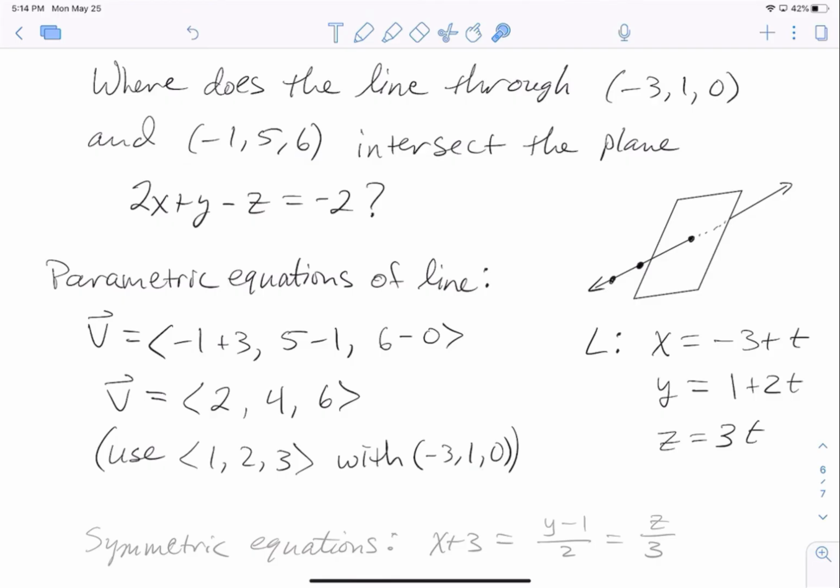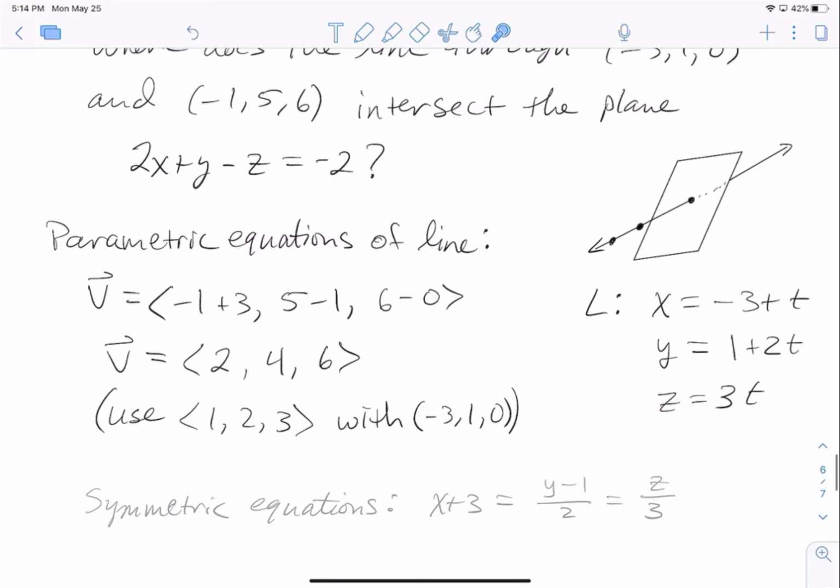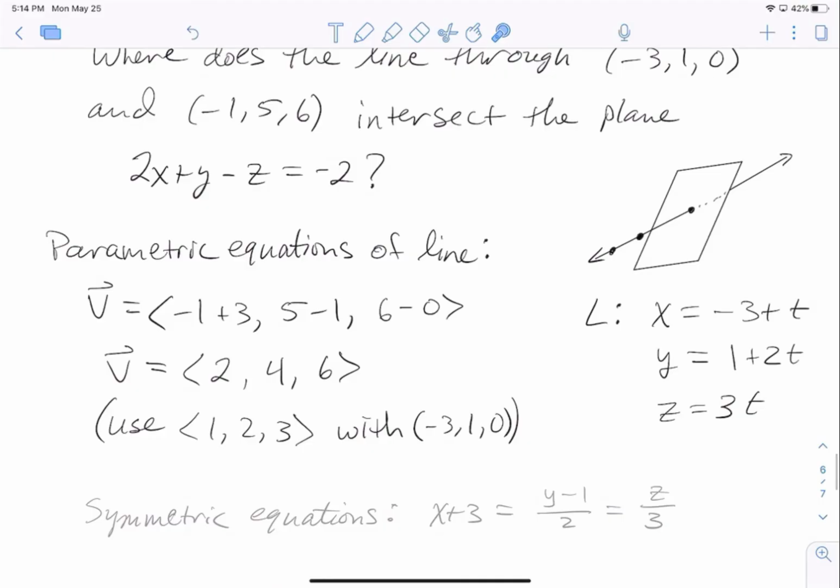The parametric equations of the line are x equals negative 3 plus t, y equals 1 plus 2t, and z equals 3t. I went with parametric because I kind of know where we're going to go with this. If we had symmetric equations, they would be x plus 3 is equal to y minus 1 over 2 is equal to z over 3. But those are not as useful in this context.